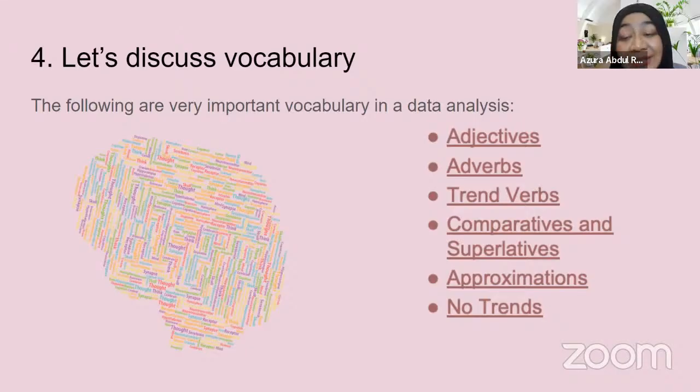Did someone say something? No? All right. So when you're doing comparatives and superlatives, the root word does not mean that you just put ER or EST at the back. Sometimes it changes completely. Approximations will be when you're writing out percentages, 30% versus one third, half, a third of something like that. And then we're going to discuss vocabulary if there are no trends at all.